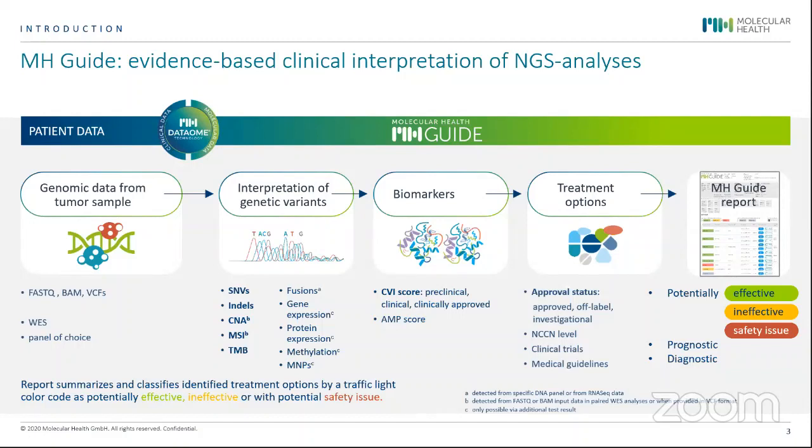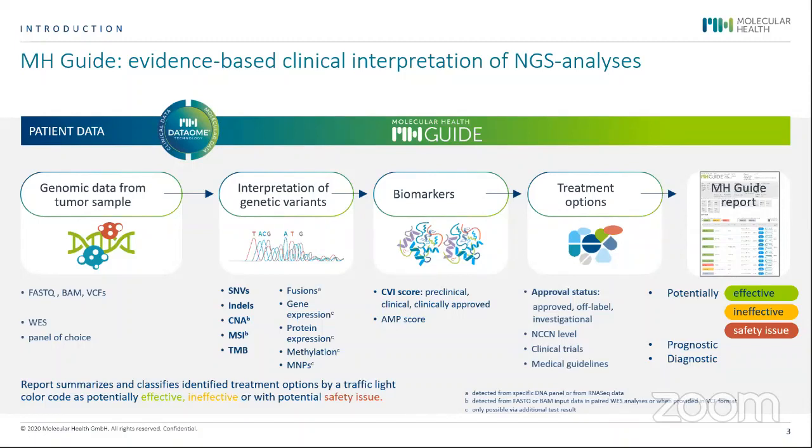MNPs, and so on. The biomarkers are categorized by our internal CVI score basically by their development status, so preclinical, clinical, clinically approved, and also the AMP score, so pathogenic, likely pathogenic, these kind of things. And treatments are annotated with their development status. If they are approved in the specific cancer of the patient, or if they would be off-label, or if they are still developmental drugs and so on.